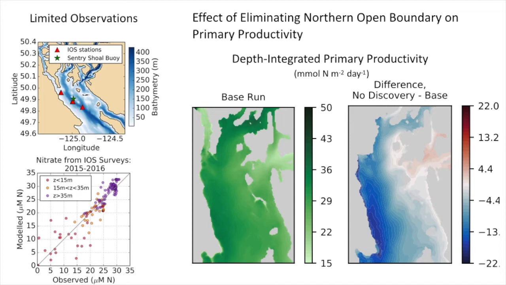This experimental simulation had 22% less depth-integrated primary productivity and 35% less depth-integrated new primary productivity than the base run over the region pictured, highlighting the significance of the Discovery Passage jet as a nitrate source in the northern Strait of Georgia.